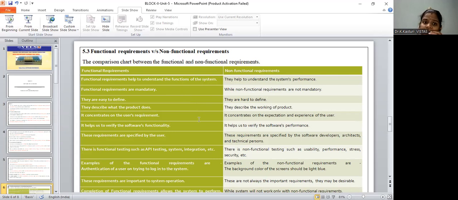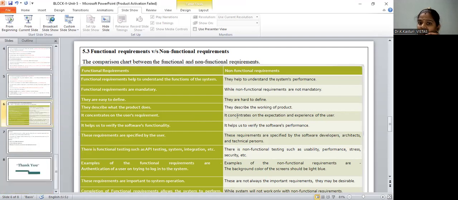It concentrates on the user's requirements. Based upon the user's requirement, the client's requirement, the software developer will have the functions. It concentrates on the expectation and experience of the user. Here, it purely depends upon the requirements of the user. That is the functional requirement. And non-functional requirement concentrates on the expectation and the experience of the user.